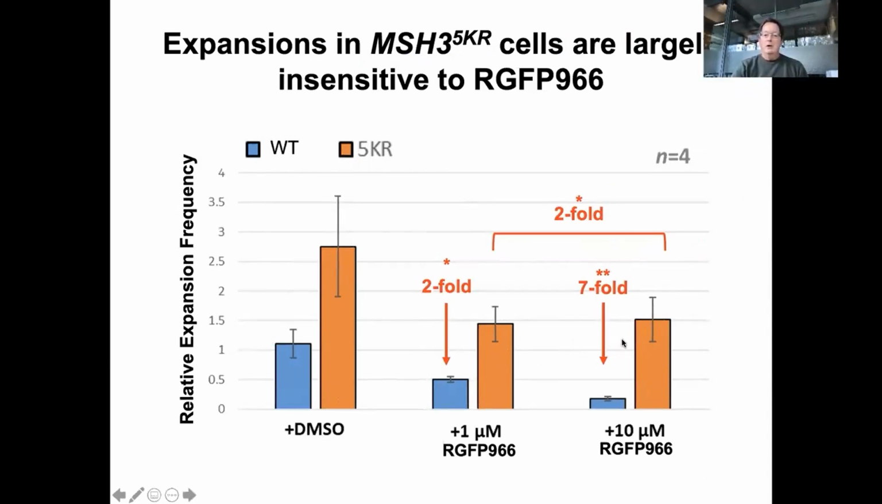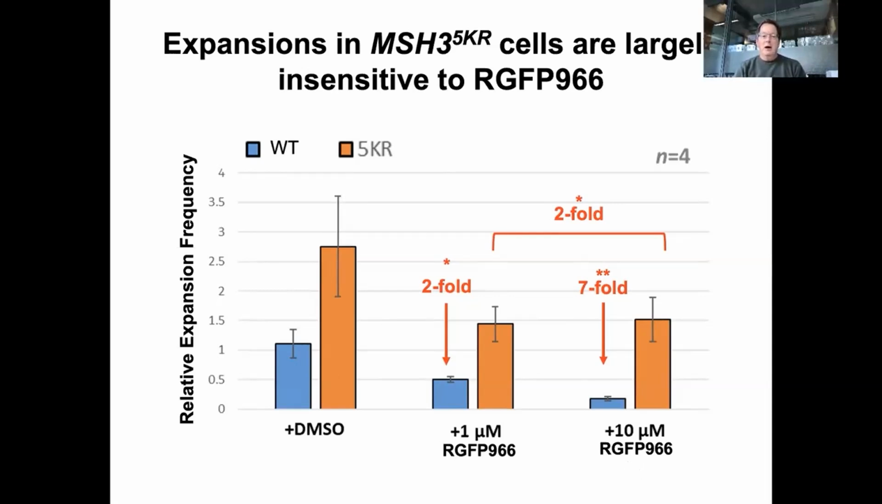On the right is what happens when Greg adds 966, and you can see there is some reduction in expansion activity. So those 5 sites we modified are not the only relevant sites for expansions. But I do point out that especially in the right-hand case here with the high concentration of the drug, we still retain about 1/2 of all expansions.